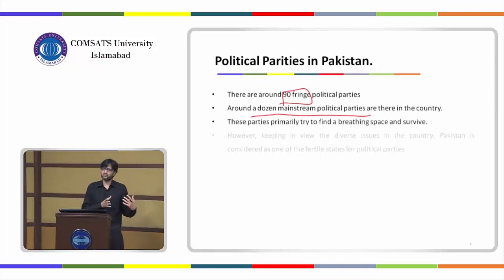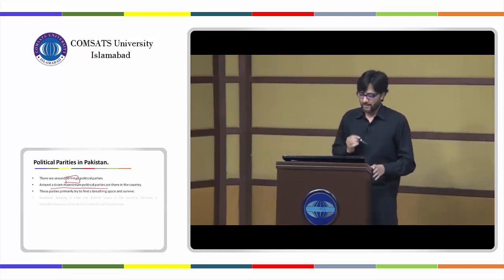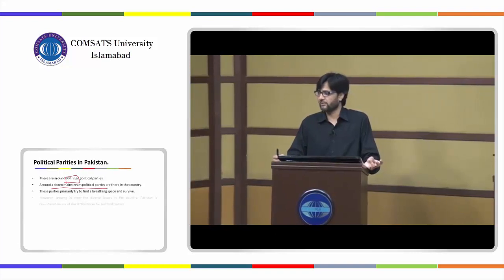At times these mainstream political parties, along with some fringe parties, merge into one party for political purposes. For example, in 2002 we saw Muttahida Majlis-e-Amal, MMA, right? It was a composition of many religious political parties like Jamaat-e-Islami, JUIF and then JUI Shirani group, and then there are a few more factions of the JUI.